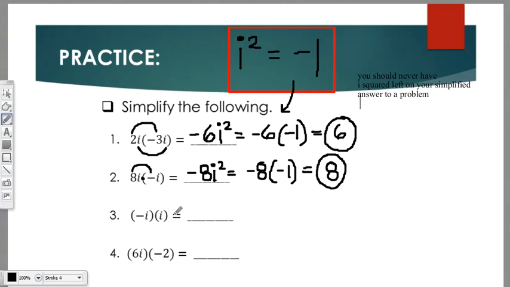Okay, I want you to try the last two and we'll see how you do. Pause it. Please, please, please try. Don't just watch me. Be like, oh, she's going to walk away for 2 seconds, then all of a sudden all the answers are going to come up. I'm not going to waste my time. No, I want you to pause it.